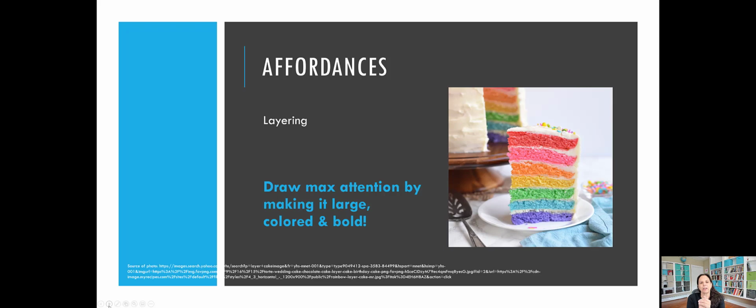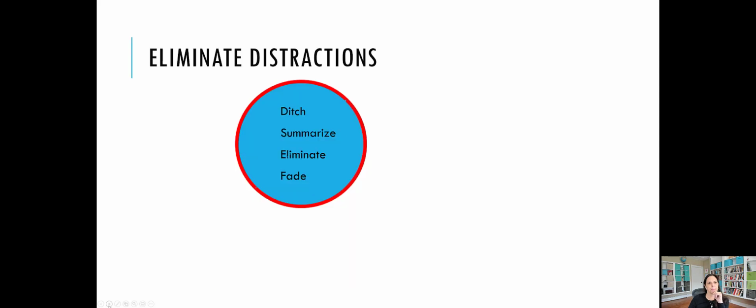Affordances can also be layered. So let's say that you have one part of the presentation that's pretty important, but one that's really super important. Well, you can draw maximum attention by making the super important item large, colored, and bold. And as you can see in this visual, both the cake stands out and my draw max attention heading stands right out. And that's because I've used your pre-attentive attributes to help make that happen.